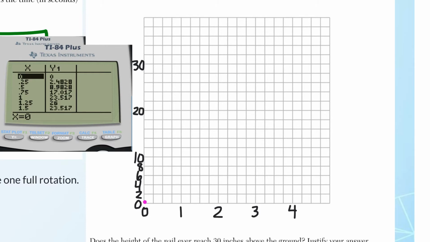So let's go ahead and get started. We know we're starting at the point 0, 0. And then at 0.25, we have a y value of 2.48, so that's about 2.5, right around there. And then you're just going to keep going along, so 0.5 is around 9. And then using those table values, we'll just go ahead and finish all of those points. And you'll notice that when I reach an x value of 2.5, we've returned back to a y value of 0. And so that's one full cycle, and we can stop there because that's all that the question was asking us to do. So we can go ahead and connect these points together. It's going to look something like this.